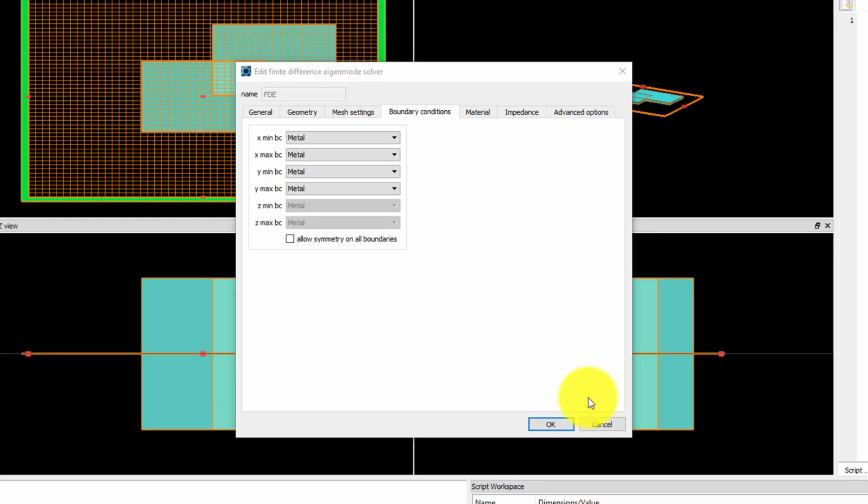If there is no radiative loss, you should always start your simulations using metal boundary conditions. They're faster and more computationally efficient than PML. This is most easily understood in the following manner.